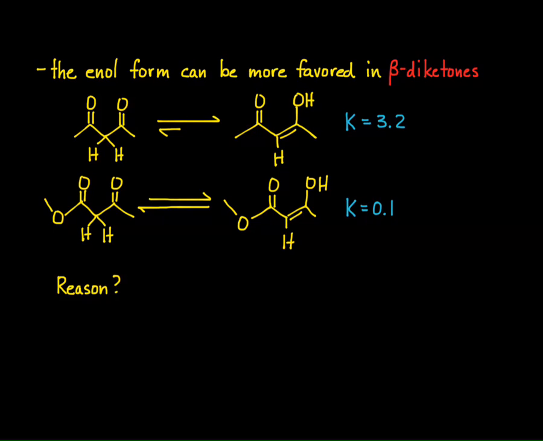All right, so always ask yourself, why? And the reason for this is actually relatively simple. It has to do with hydrogen bonding. So if I redraw that enol version of my beta diketone, you notice that the oxygen-hydrogen bond is free to rotate, and that hydrogen can actually approach the carbonyl oxygen. And when it does so, it can form a hydrogen bond. And that hydrogen bond actually stabilizes the enol formation.